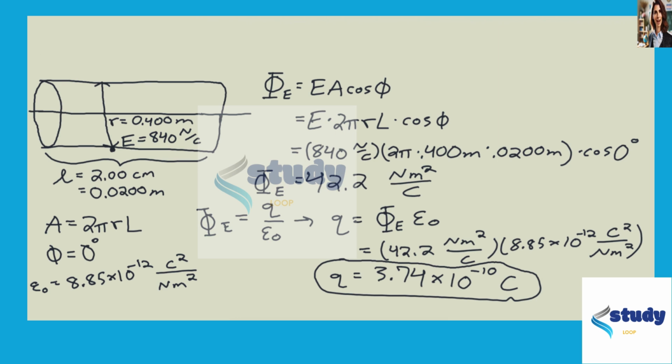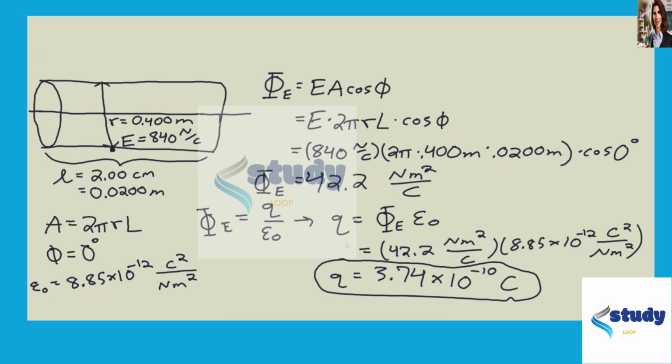Then we can use Gauss's law. Now that we know what the flux is, from Gauss's law, we know that the net electric flux is the total enclosed charge Q divided by epsilon naught, where epsilon naught is our universal constant of 8.85 times 10 to the negative 12 coulomb squared per newton meter squared.